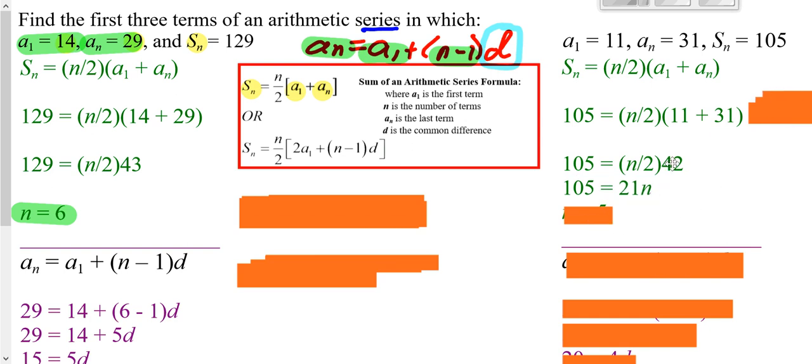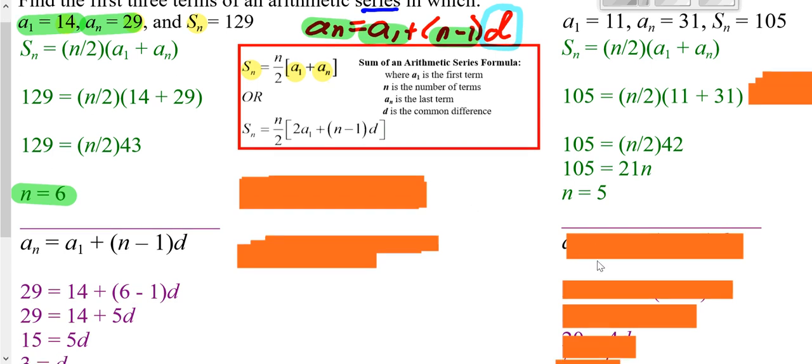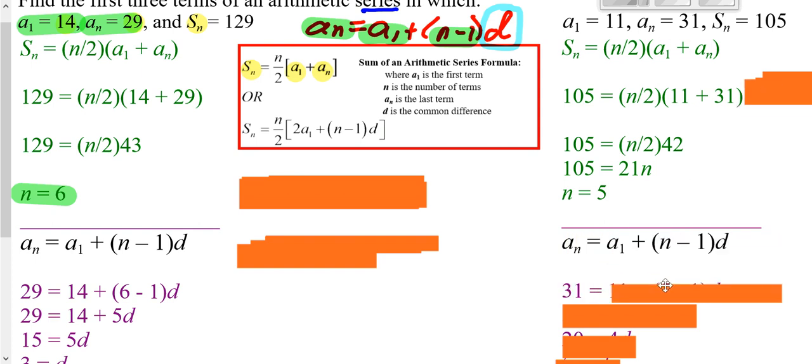And by the way, 42 divided by 2 is 21. And then divide by 21 and we get 5. Then we could come back and use this top center one to help us find our difference. So we'll take our last term, which we know is 31 up here. Plug in our first term, which we know is 11. Plug in n, which we just figured out to be 5. And then we can figure out what d is.